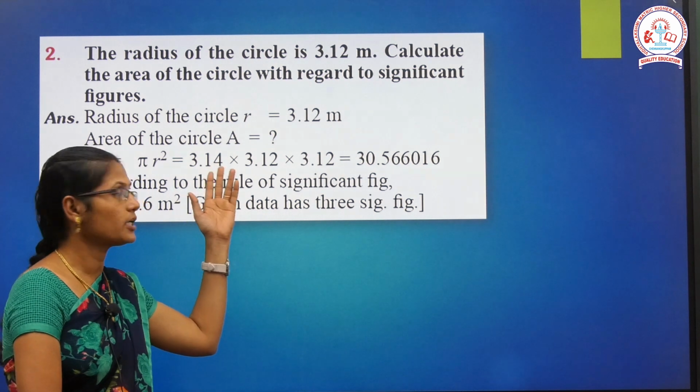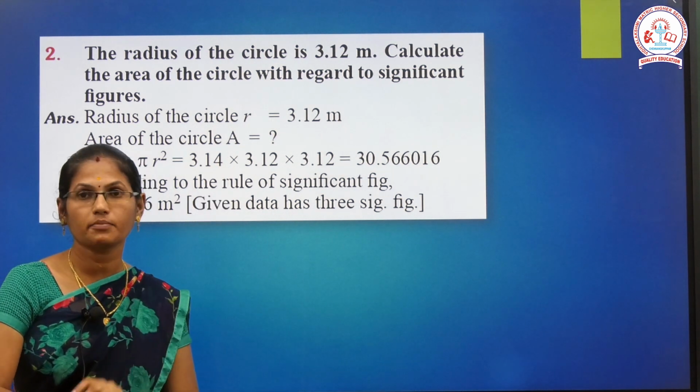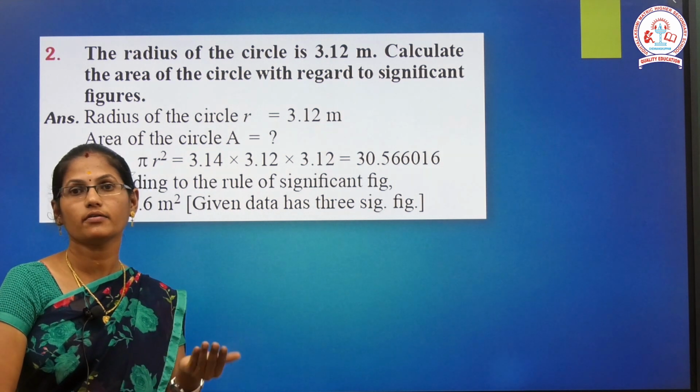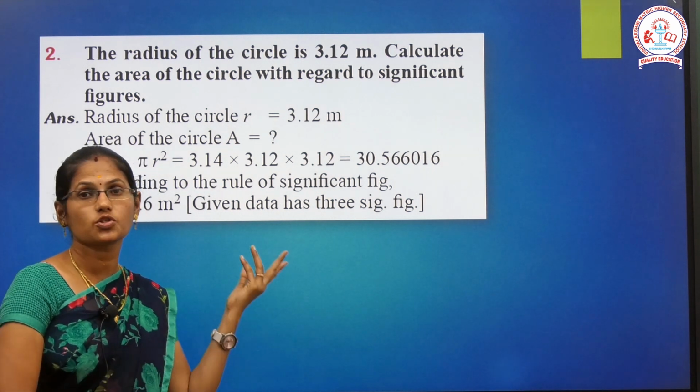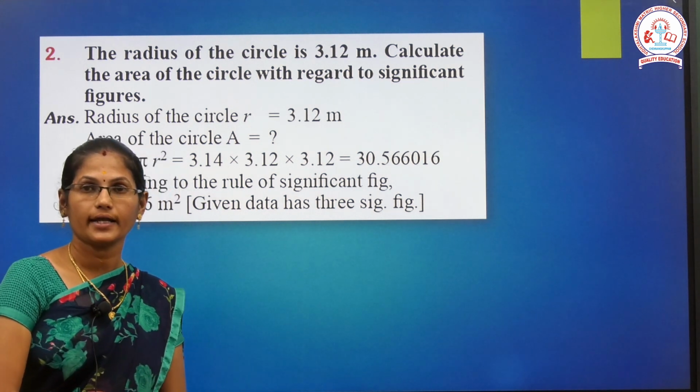You can multiply these three values directly, and there is also one more method, the logarithmic method. With the logarithmic method we can calculate very easily to solve this problem. So this is the second problem, and next.